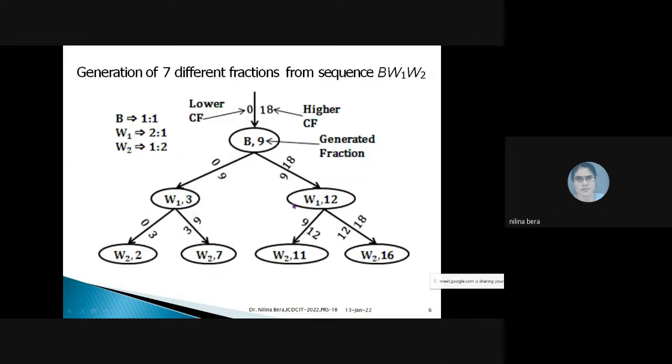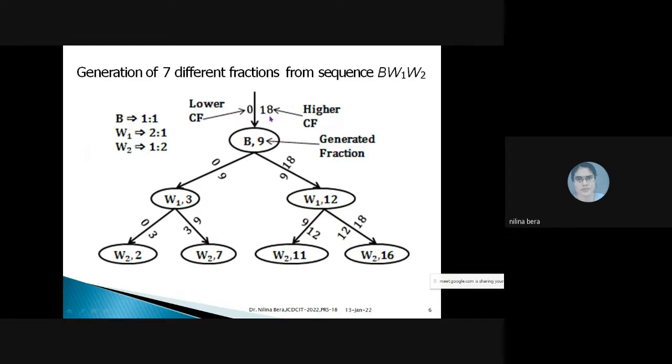Then how to generate, suppose, 7 different fractions in a complete binary tree? Let's see. Here the same 3 steps are there. The first step is balanced, B, which is 1 is to 1. W1 is a weighted step, 2 is to 1. W2 is another weighted step, 1 is to 2.